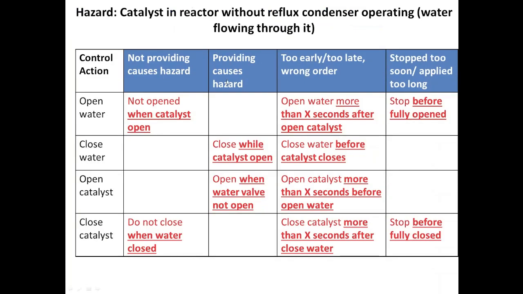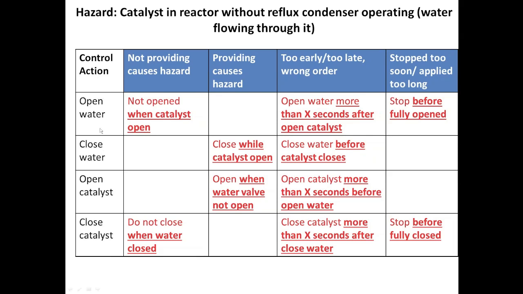So I told you there were those 4 causes. Let's say the hazard here is catalyst in the reactor without the reflux condenser operating, that is, without water flowing through the reflux condenser. On the left column are the 4 control actions of the software. I'm just going to look at the software for the time being. We can look at the human, and we would normally. Humans are treated just as other components in the system.